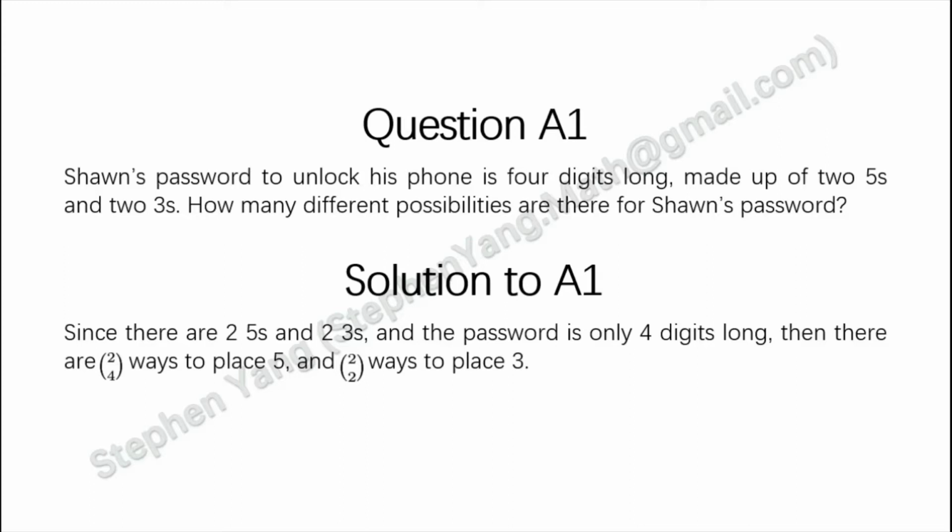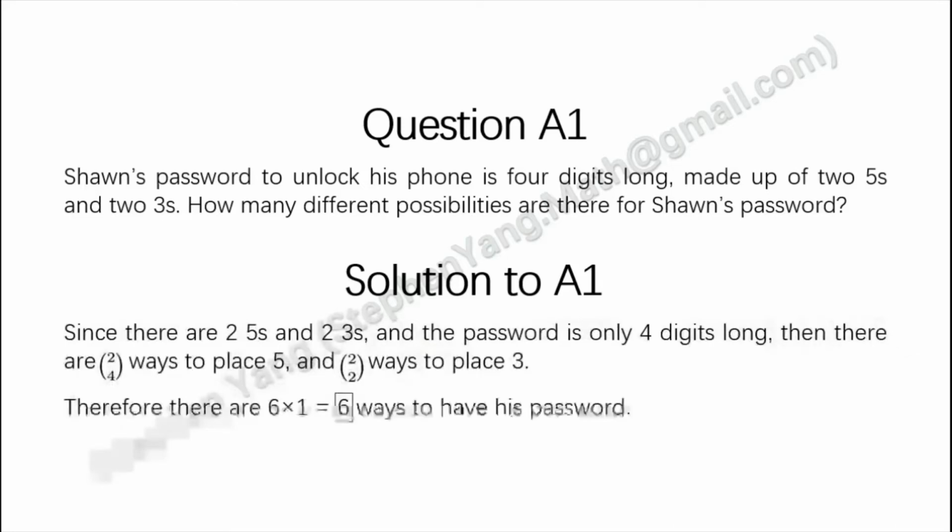So we know that there are only 2 5s and 2 3s, and the password is only 4 digits long. So there will be 4 choose 2 ways to place 5. And once this 5 is placed, there will be 2 more spots to place 3. So there are 2 choose 2 ways to place 3. So then we can know that in total there are 4 choose 2 times 2 choose 2 ways to place these 4 digits. So there will be 6 times 1 ways, which equals 6 ways to have his password.